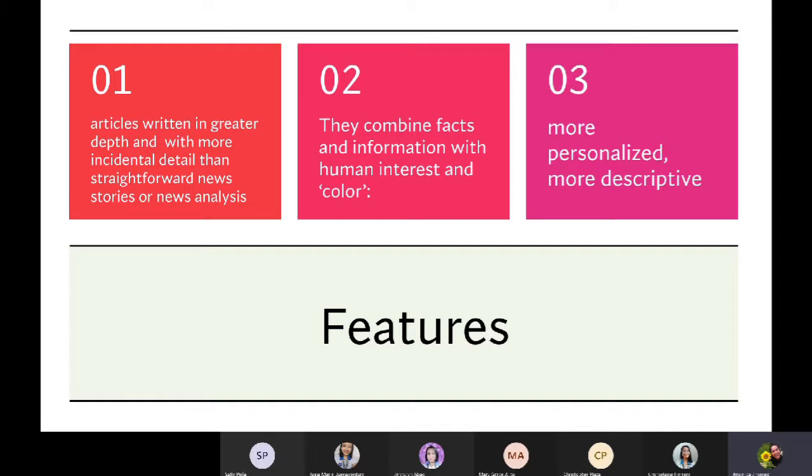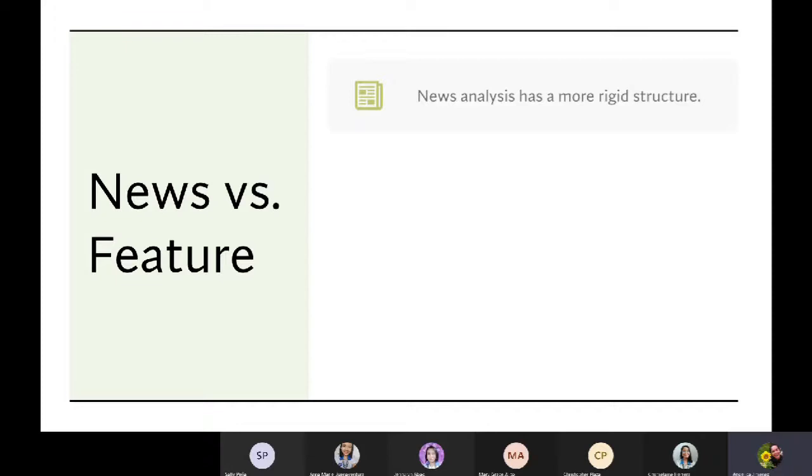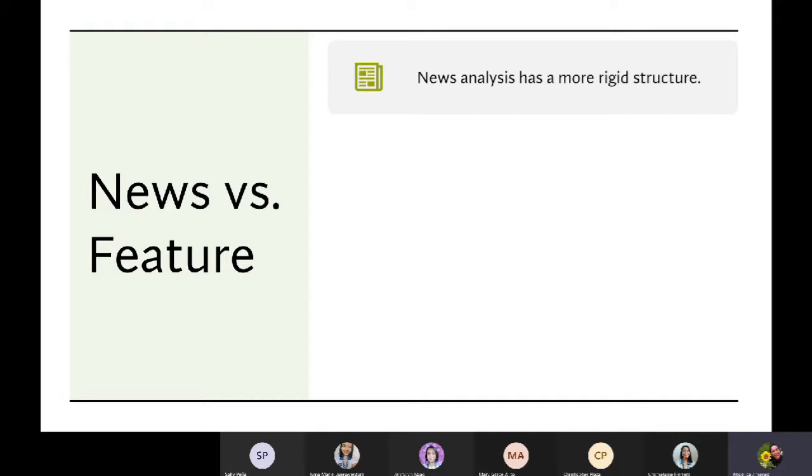But for feature, we can somehow be biased, because we are giving attention, for example, to a certain subject, and we can say that we are romanticizing that subject or that person. Okay? So that is for feature article. As I am saying, news versus feature, there's a difference between the two. News analysis has a more rigid structure. As we discussed in the previous lessons, we really follow the inverted pyramid: the most important and then the less important. And we have to strictly follow this inverted pyramid or that will not be a good news.